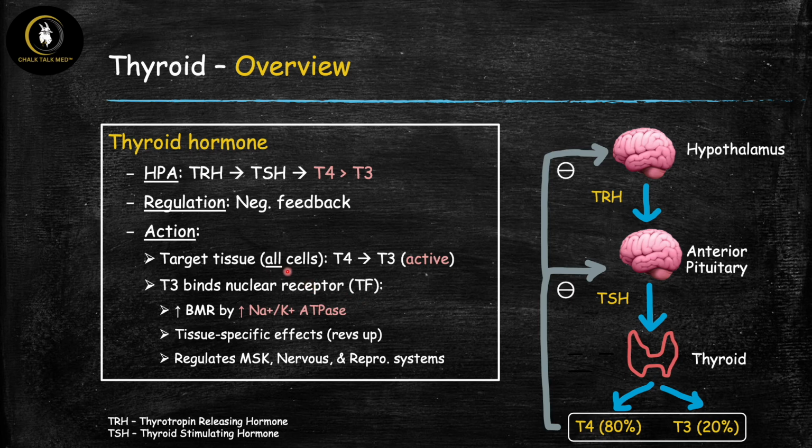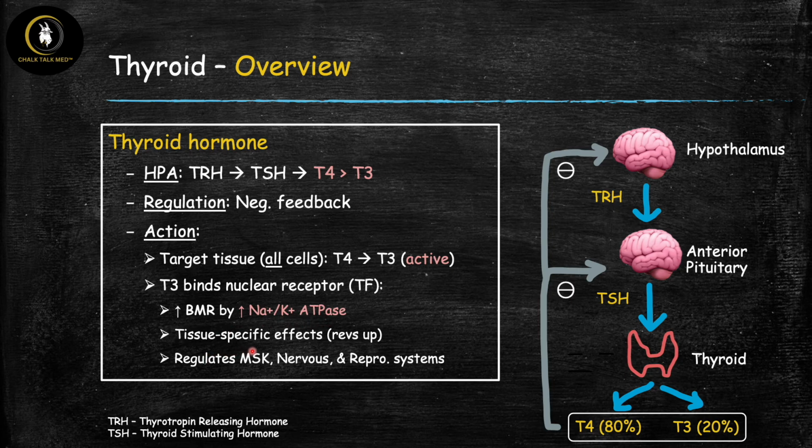So it's very important here to recognize that the target tissue for thyroid hormone is pretty much all cells. That means that thyroid hormone is important for regulating activity in pretty much most or all tissues inside the body. And that's why hypo and hyperthyroidism presents with so many different symptoms. So one of the main effects of thyroid is increasing the basal metabolic rate, and this is done by increasing the activity and expression of the sodium potassium ATPase. So this is a pretty high yield one to know.